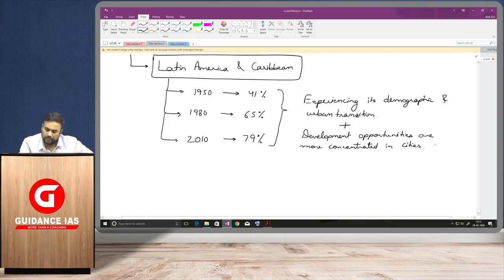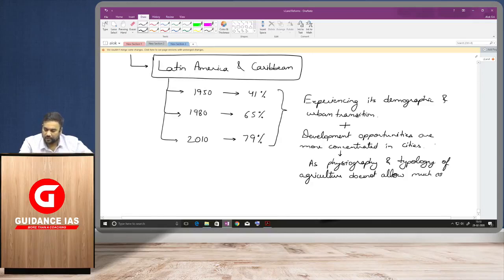You can understand why: two factors, physiography and typology of agriculture, do not allow much agricultural growth.